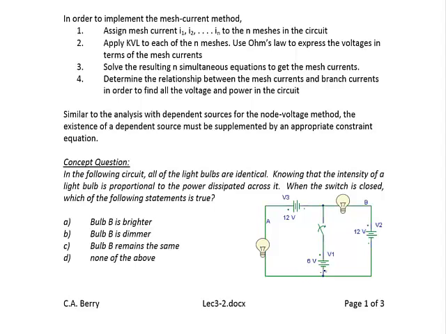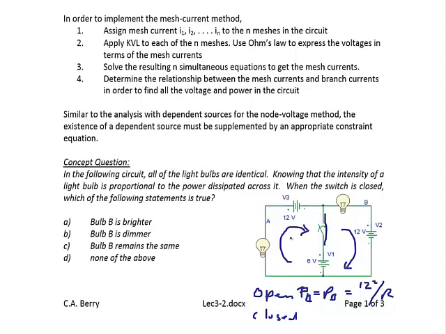First, let's think about when the switch is open. When the switch is open, I have one mesh, and I have 12 volts in series and 2 light bulbs in series. So when the switch is open, both of these bulbs would have the same voltage and the same power, and it would be 12 squared over R. When the switch is closed, it creates 2 different meshes. I'll have a mesh on the left and a mesh on the right.